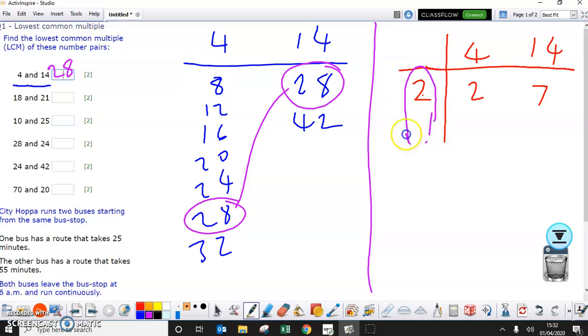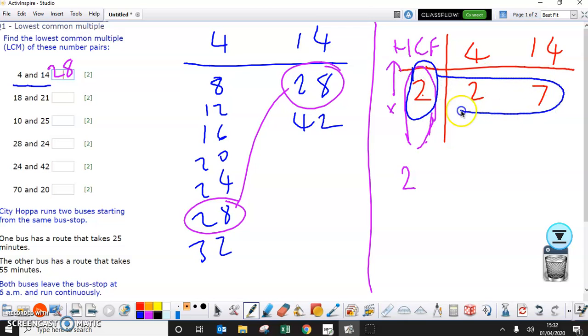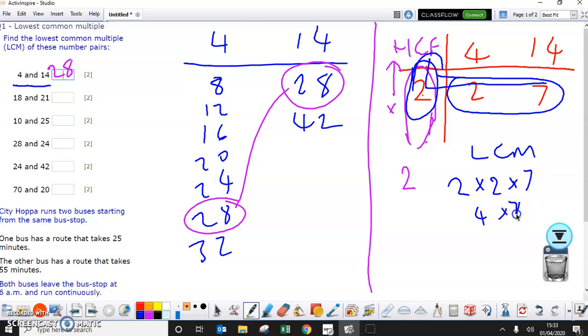Anything that is in this column here, you would multiply together to give you your highest common factor. So your highest common factor, H for highest, is just going to be 2. On the other hand, the lowest common multiple is timesing those together. Now you can see that that sort of makes an L. So L for lowest common multiple, 2 times 2 times 7, 2 times 2 is 4, 4 times 7 gives me 28. So hence the lowest common multiple is that one.